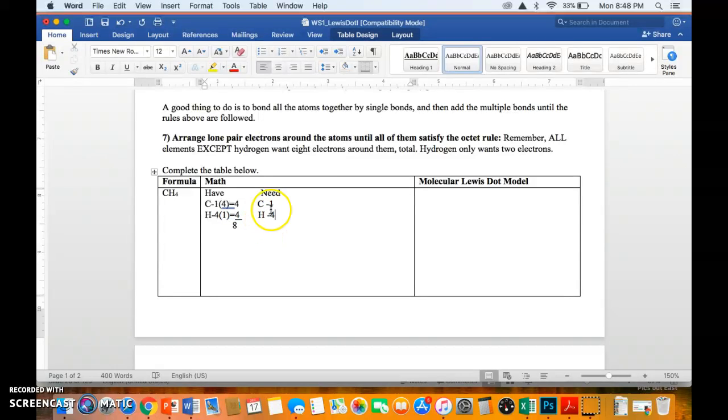Now, to figure out how many I need, I remember every element needs 8 valence electrons, excluding hydrogen, which only needs 2. So this right here is always going to be 8, except for hydrogen, which is only going to be 2. Then I multiply these together. 1 times 8 is 8. 4 times 2 is 8. I add these up to get my total need. So 8 plus 8 here is 16. So my have is 8, my need is 16. What I've completed is step 1 and step 2.